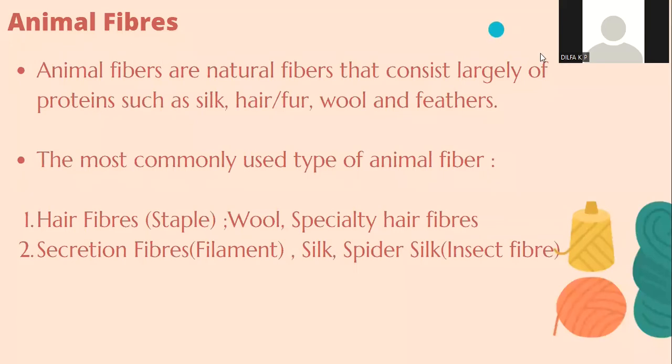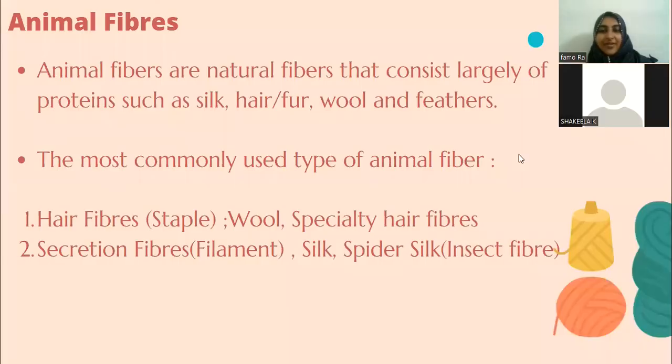Now we'll be moving on to animal fibers. Okay, so about animal fibers, mainly we had discussed silk, wool, etc. Animal fibers are natural fibers that consist largely of protein such as silk, hair, fur, wool, feathers, etc. The most commonly used types of animal fibers are mainly two. One is hair, that is the body hair of the animal, especially wool. We know that wool is the body hair of the sheep, right?